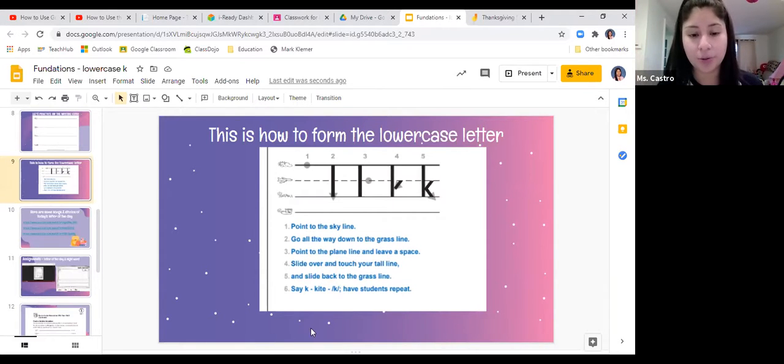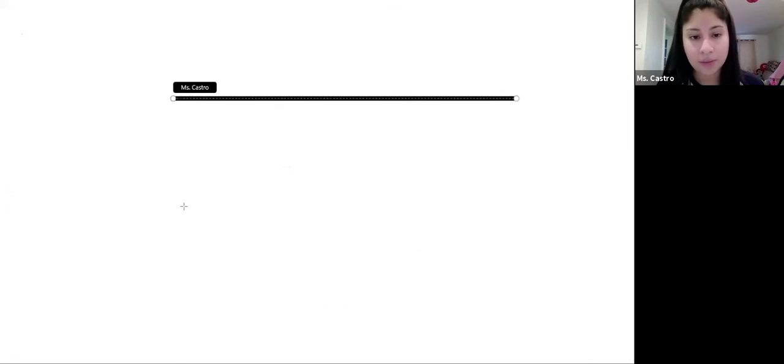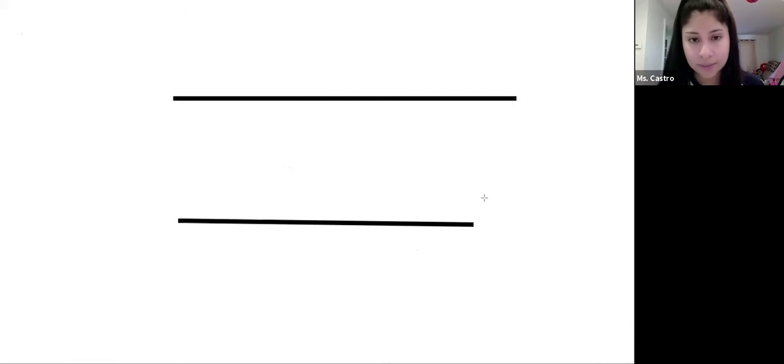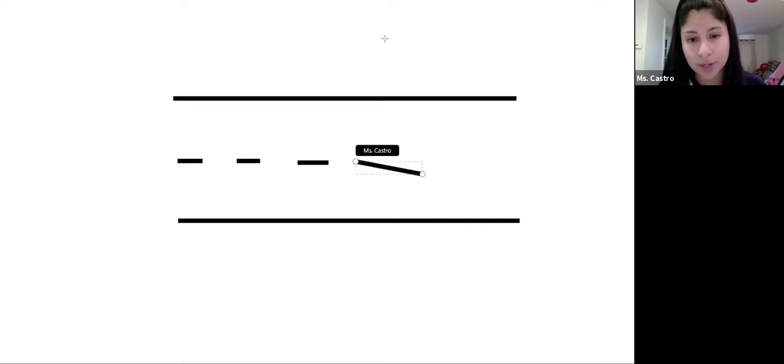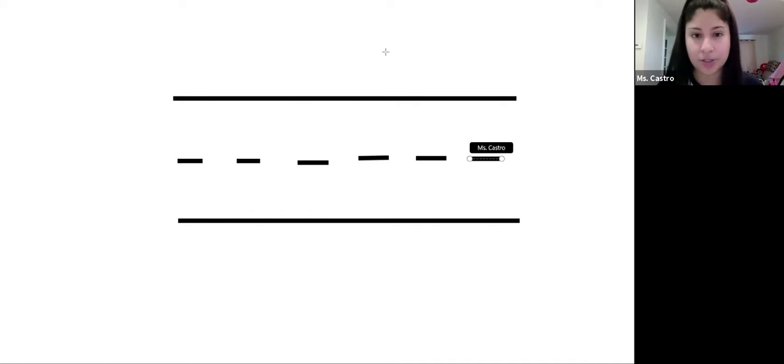So what Ms. Kasha is going to share with you, her whiteboard, I am going to form the letters. So hold on one second. I'm going to make the skyline. Let me make the grass line. And now I'm gonna have to do little lines for the plane line. Let's do that again. Okay, so I just formed the letters.